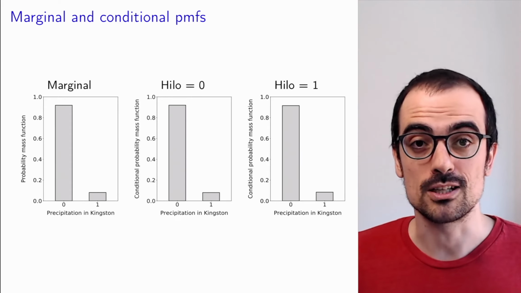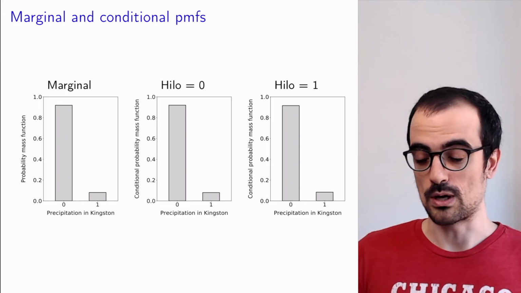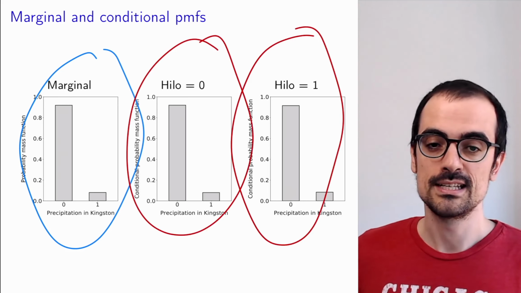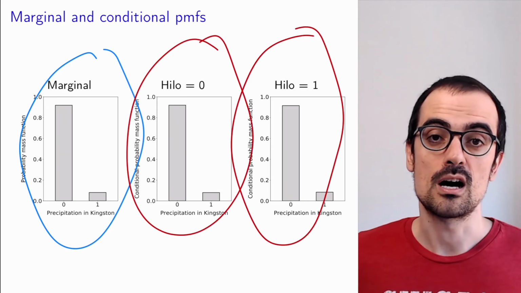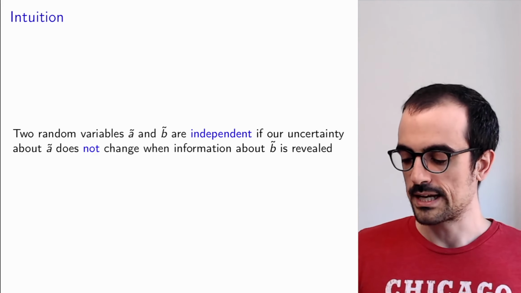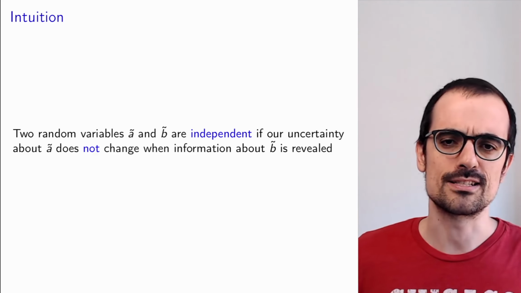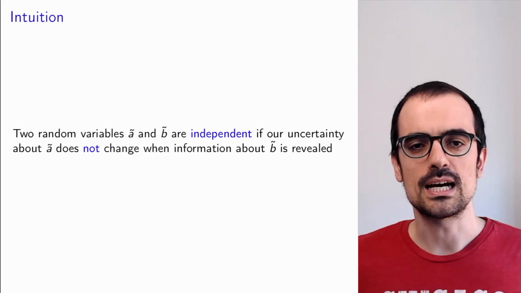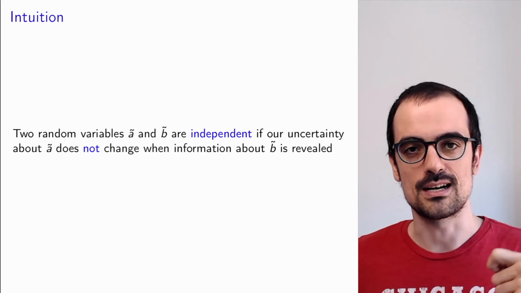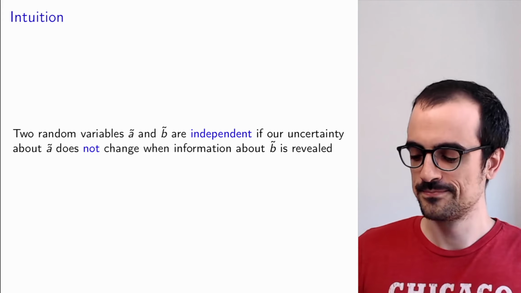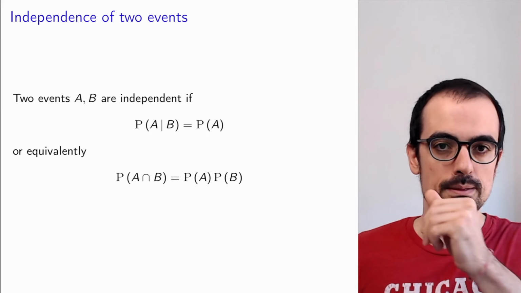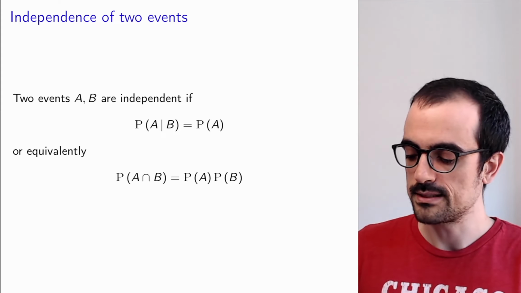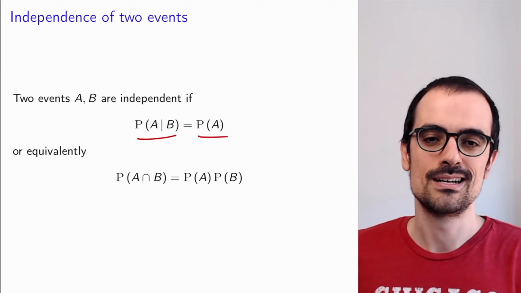So here we have arrived at the concept of independence between two random variables. If the marginals are exactly the same as all the possible conditionals, then we say that the two random variables are independent. Okay, and the intuition is that our uncertainty about one of the random variables, for example, precipitation in Rhode Island, does not change if someone tells us the value of this other random variable, precipitation in Hawaii. How do we capture this? We go back to independence between events, and we remember that two events are independent if the conditional probabilities are the same as the probabilities.